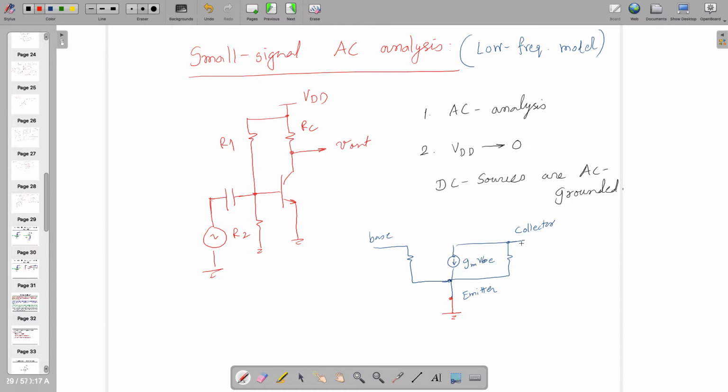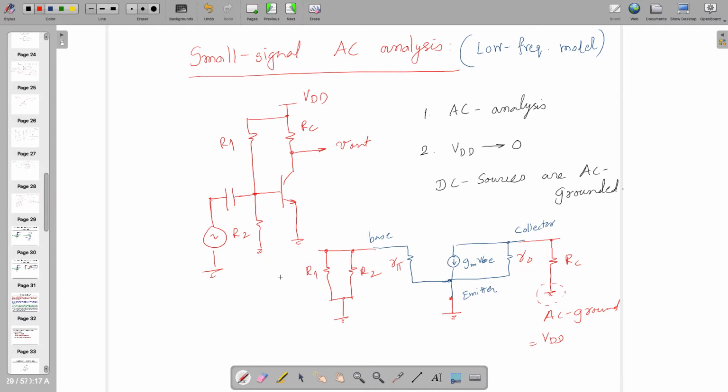Other than that, this is the collector, which is connected to RC, but this is VDD, which has now become AC ground. This was VDD, and this side it's R1 and R2, both connected to it. Now this is R5 and this is R.